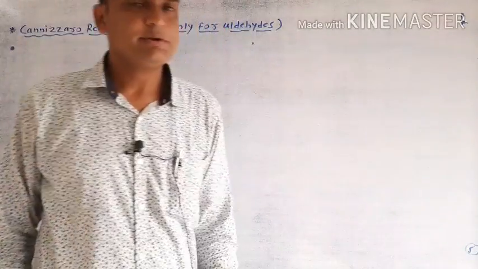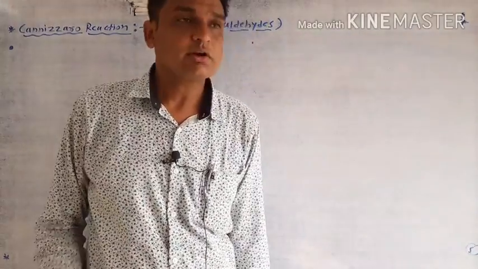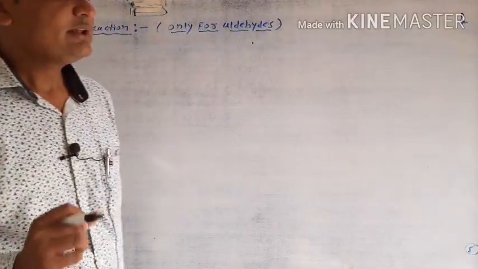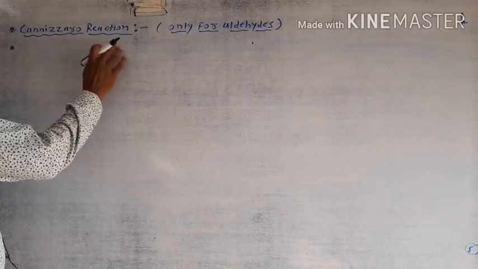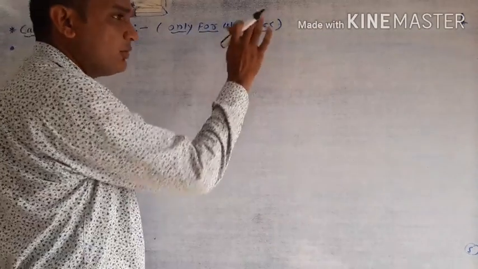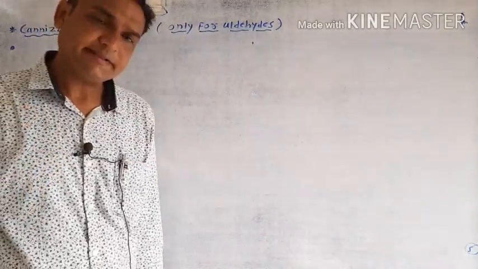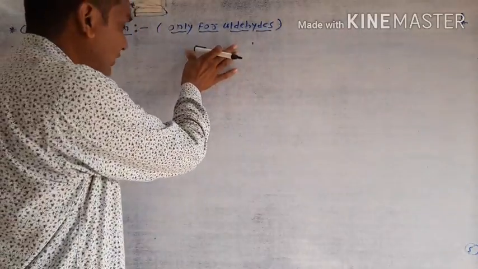Hello friends, in the previous lecture we studied the aldol condensation reactions and cross aldol condensation reactions. Today's lecture we are going to study the Cannizzaro reaction. The Cannizzaro reaction takes place only for aldehyde molecules, and does not take place for any ketonic molecules or carboxylic acid molecules.